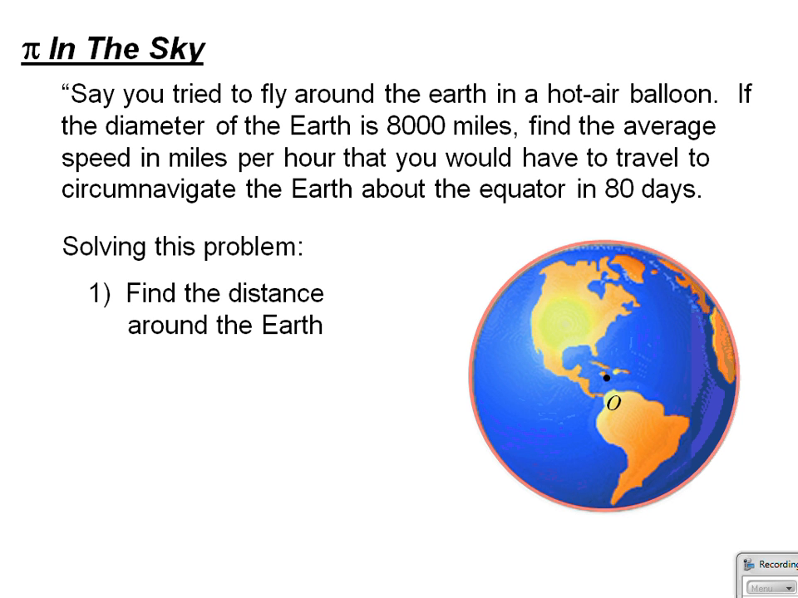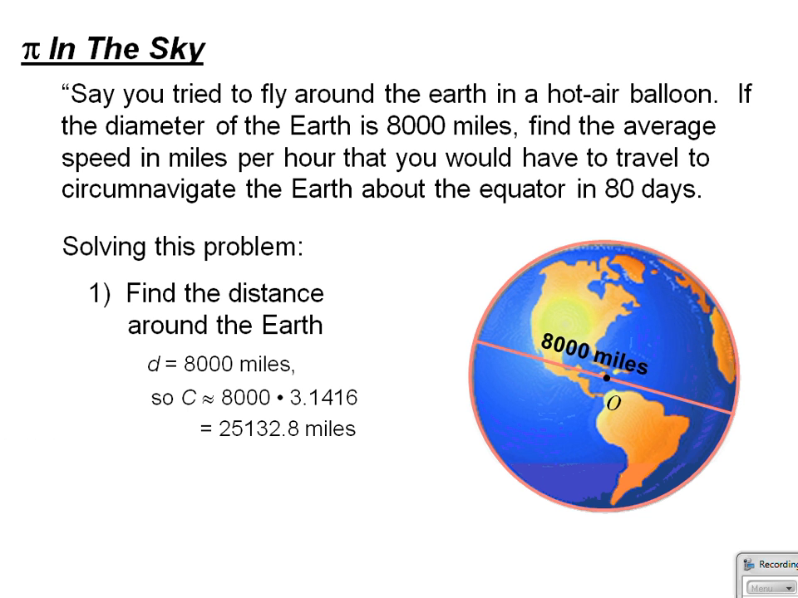Simple circumference problem. We know the diameter is 8,000 miles. If we use an approximation for pi, 3.14, then we can actually approximate the entire circumference around the Earth by just taking 8,000 times 3.14. And we get approximately, well, using more precision, in this case 3.1416, we get a circumference approximately equal to 25,132.8 miles.